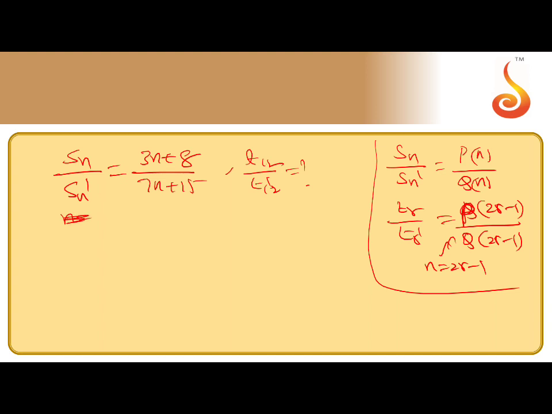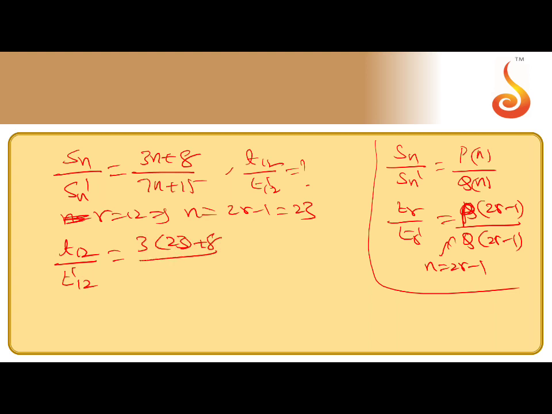First, take the ratio of the 12th terms. R equal to 12, n equal to 2r minus 1, 2 into 12, 24 minus 1, 23. So to get the ratio of the 12th terms, T12 by T12 dash equals 3 into 23 plus 8 by 7 into 23 plus 15. So 3 into 23 is 69 plus 8, by 7 into 23, 161 plus 15. So 77 divided by 176.